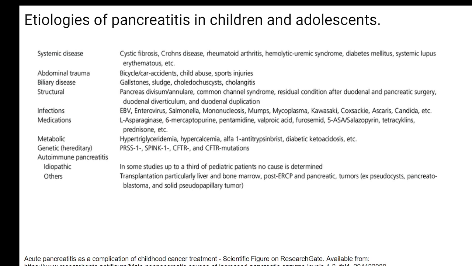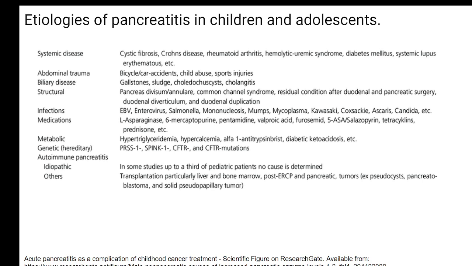As far as the etiologies of pancreatitis in children and adolescents are concerned, in addition to those basic issues which we have considered, other factors like systemic disorders such as cystic fibrosis, Crohn's disease, rheumatoid pathology are also known to trigger pancreatitis in children. Abdominal trauma is common for both. Vascular diseases are common, and most important is structural, where there could be abnormalities of the shape of the pancreatic tissue. Infections like enterovirus, salmonella, typhoid-like conditions also are known to produce pancreatitis-like conditions.